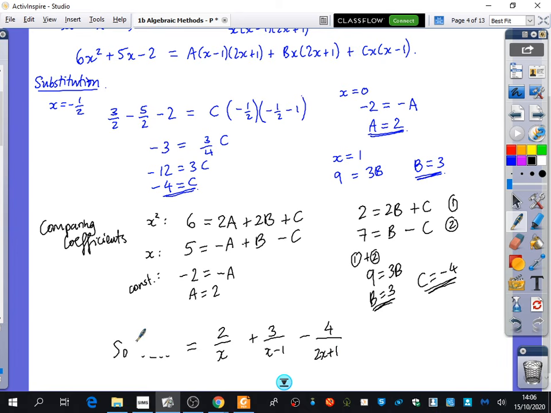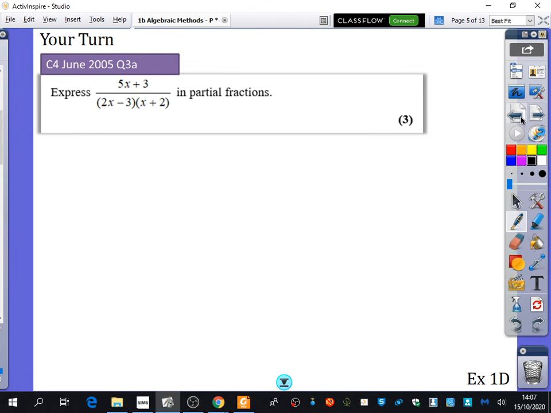So you'll see at the bottom half of that page now, you've got a question that you can have a quick go at, and then we're going to do some practice from exercise 1D. Okay? So this is the question I'd like you to have a quick go at, and then we'll do some from exercise 1D.